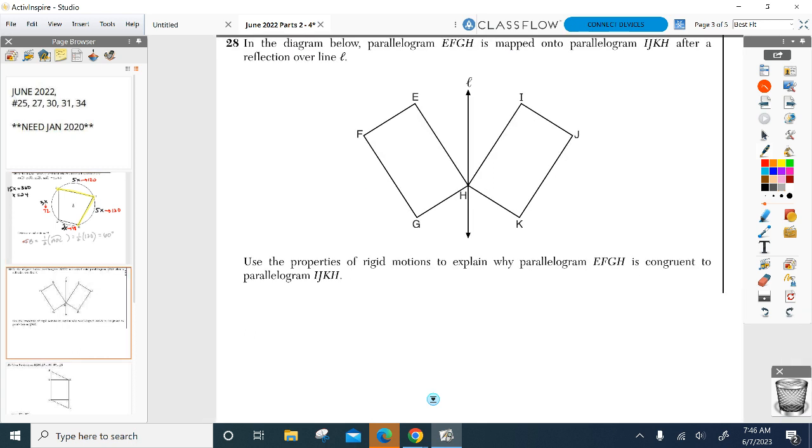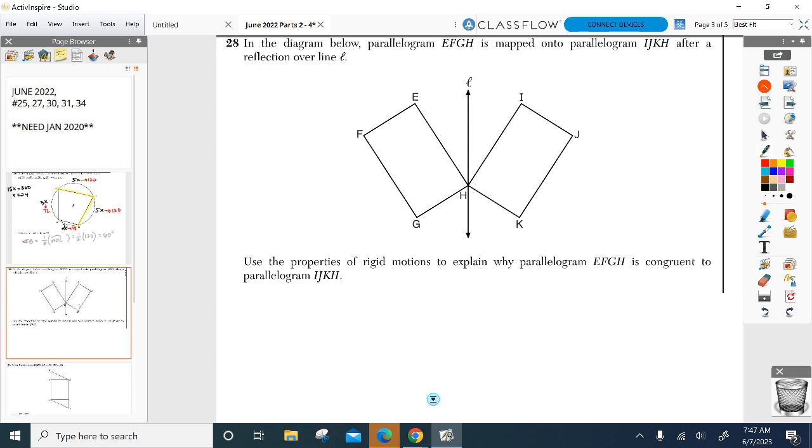Next one, looking at 28 now. Second time we've gone through this. So one parallelogram is mapped onto the other by a reflection. Use properties of rigid motion to explain why those two parallelograms are congruent. What did I do to one of them? What's the transformation going on? That's what I thought too. Good job. It's a reflection, right?